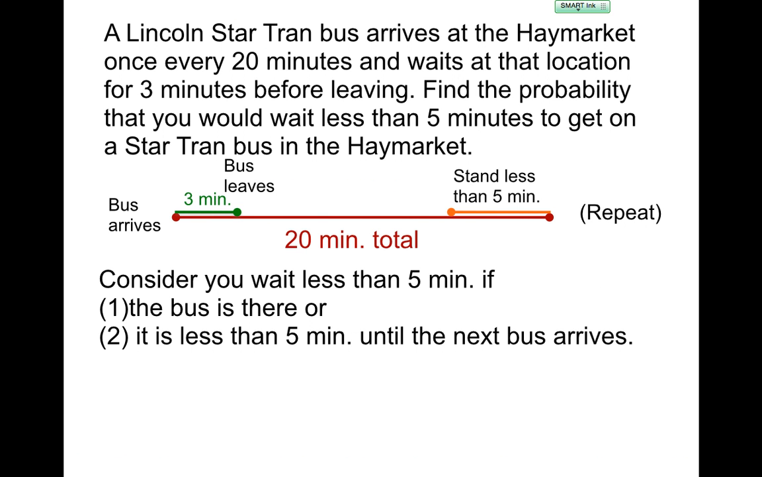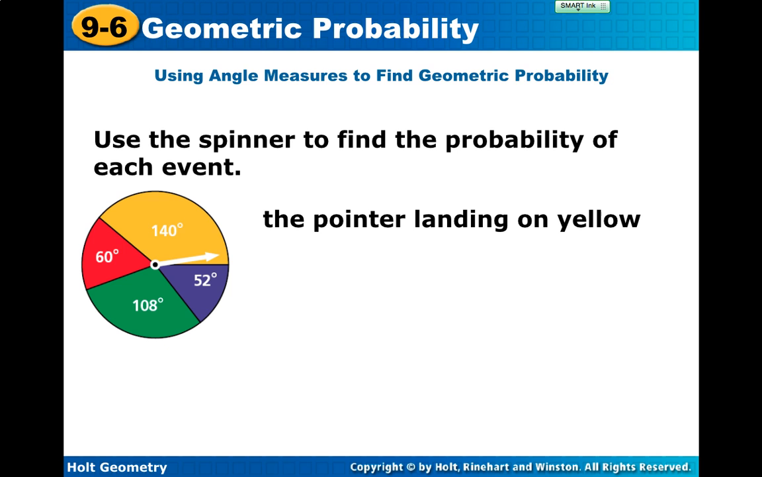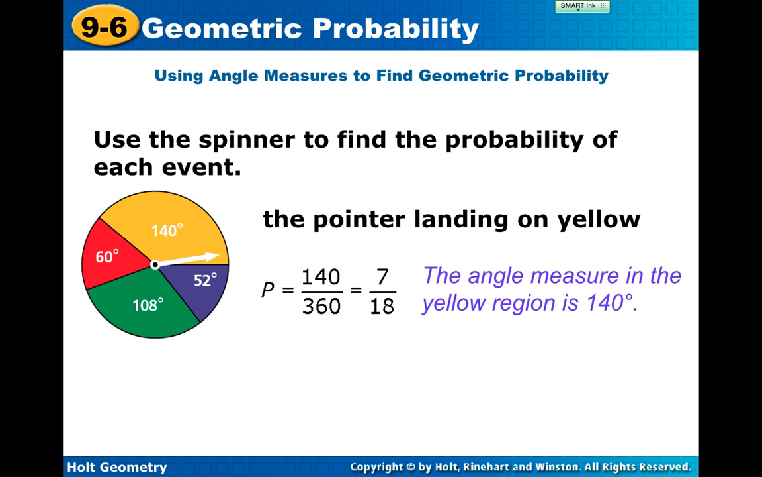Okay, I'm going to skip this one in order to get to the other type and still do our quiz. Right, use the spinner to find the probability. Now this is the type where we're just going to compare the angles. The pointer lands on yellow. What's the probability? Well, how many degrees in the section that is yellow? 140 out of, should be 360 when you add those all up. So simply 140 out of 360 reduces to 7/18.